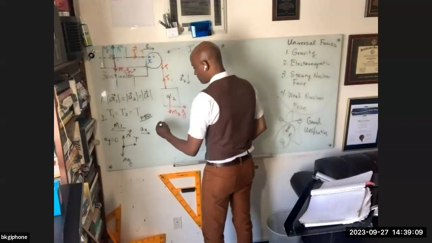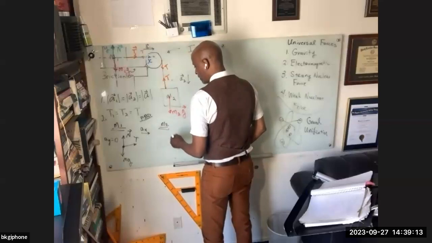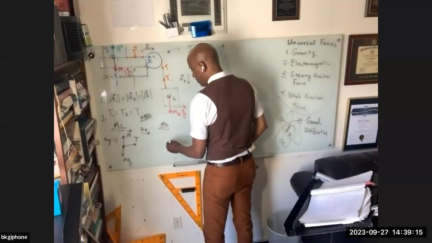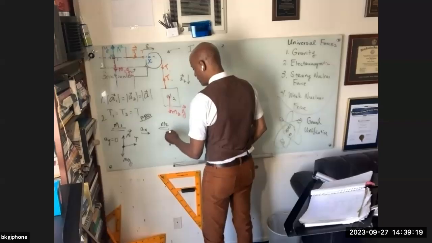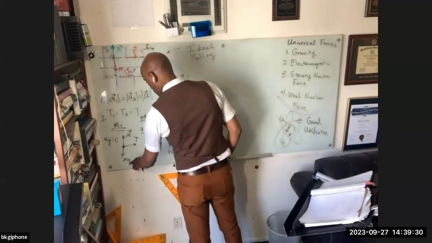For block 2, it's even simpler than that. We've got 2 forces on the object. One is up. That's the tension force. And one is down. That's the weight of block 2, M2G. I think I forgot to put the subscript over here. So this is M1.